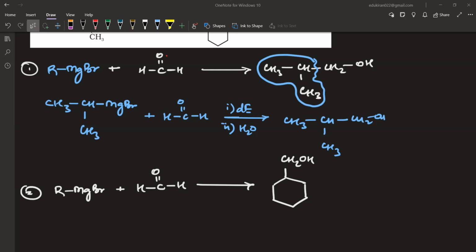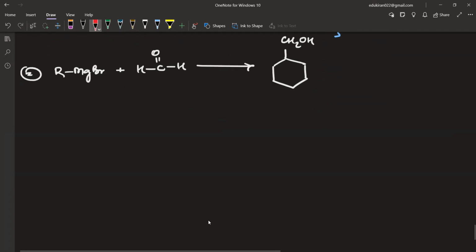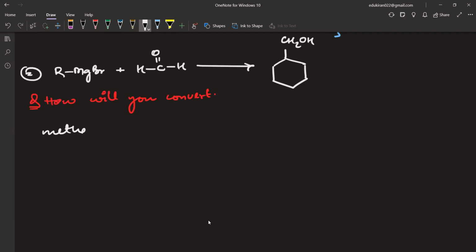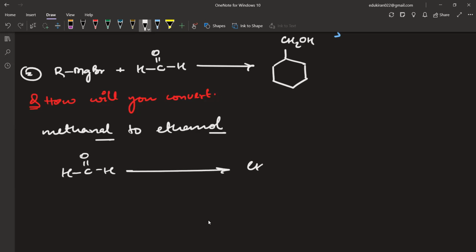Okay. Also, you can be asked about some conversions also. So they can ask you questions such as, how will you convert? Let us say you have methanol to ethanol. Okay, so whenever you have aldehyde to alcohol, you will remember this reaction with the Grignard reagent. Okay, so what is happening? Methanol. What is methanol? You have H, C double bond O, and H, and you have to form ethanol, which is CH3, CH2, OH.